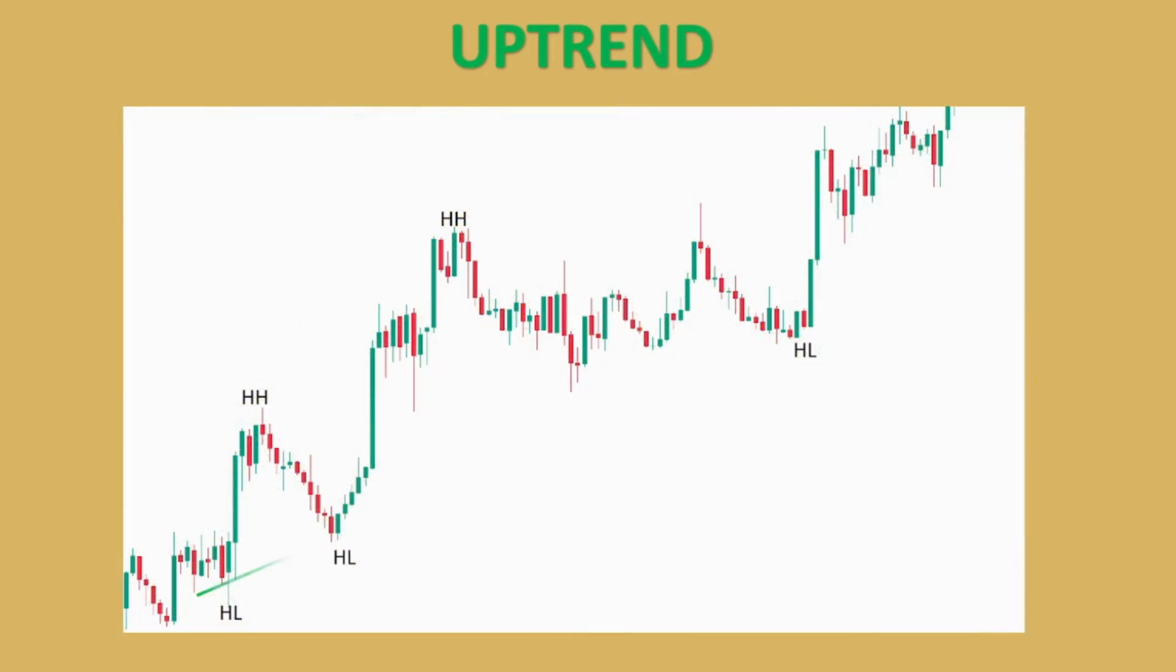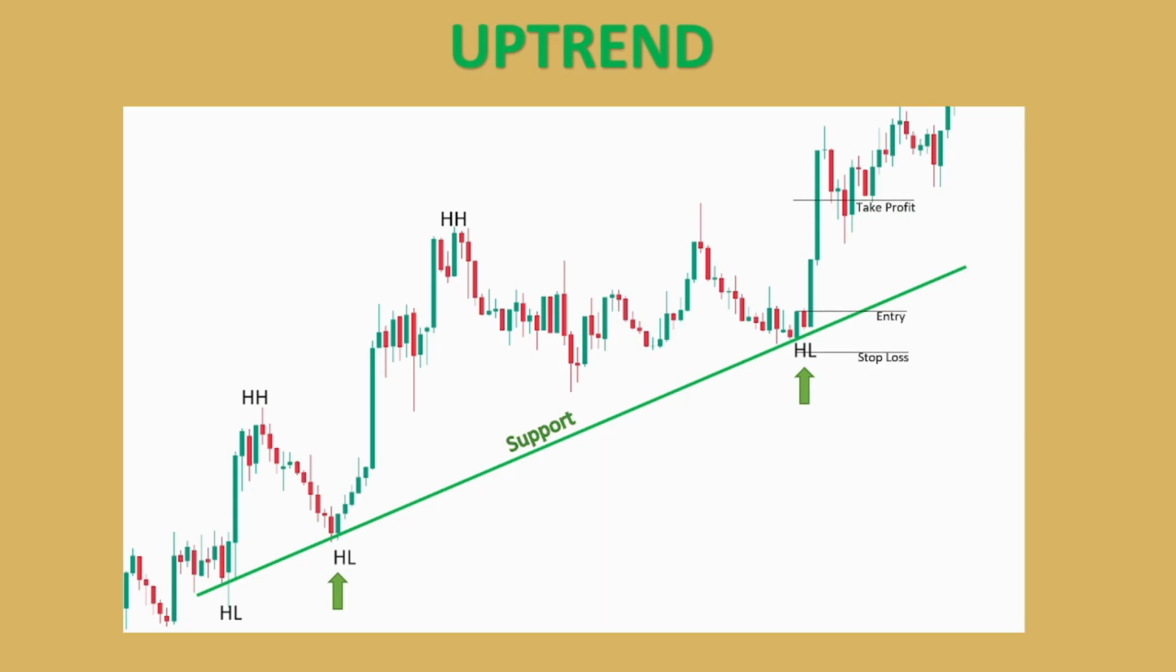This is drawn by connecting 2 or more higher lows. It shows that buyers are in control and price is generally moving upward. The line acts as a support, and traders often look for buying opportunities when price pulls back to this line.